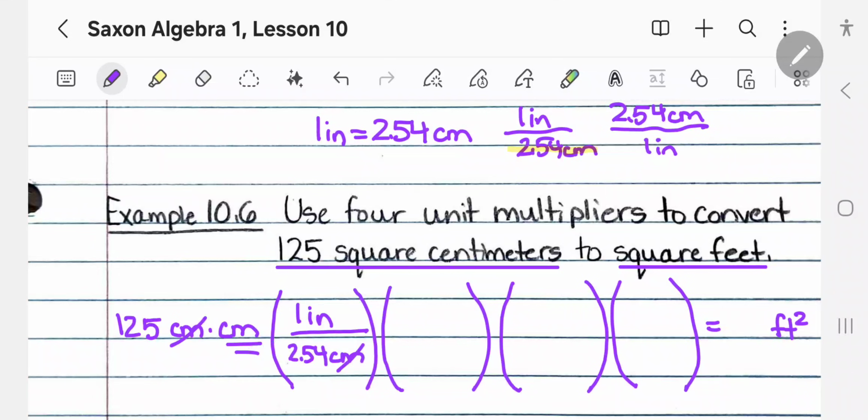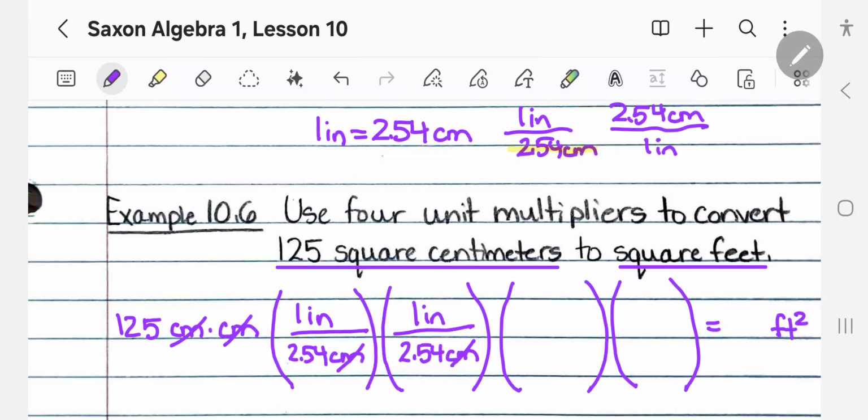And we're stuck here, right? So let's do it again. Let's do another 1 inch over 2.54 centimeters, and that'll cancel this with this. And then we end up with inches times inches, which is inches squared, or square inches. But we want square feet. So we're going to have to find these other two unit multipliers.